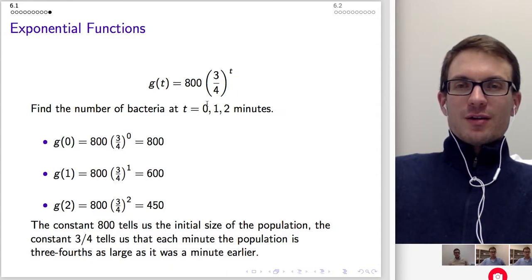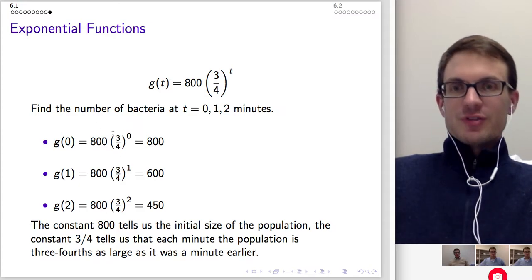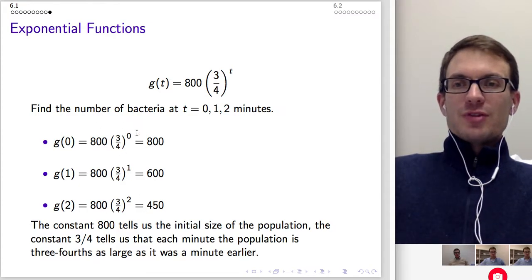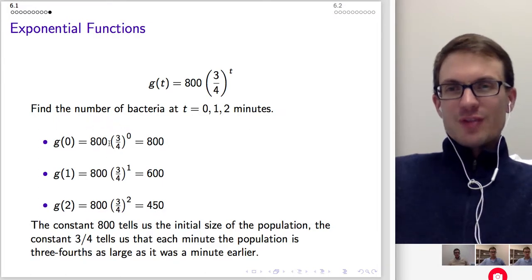After 1 minute, this is going to be 800 times 3/4, so that's 600. And after 2 minutes, that's 800 times 3/4 times 3/4 again. 800 times 3/4 squared, or 450. The constant 800 tells us the initial size of the population. The constant 3/4 tells us that each minute the population is 3/4 as large as it was a minute ago. So this is our rate of decay.